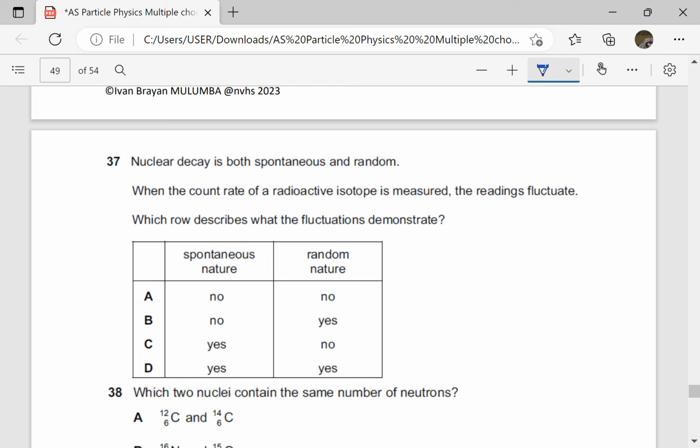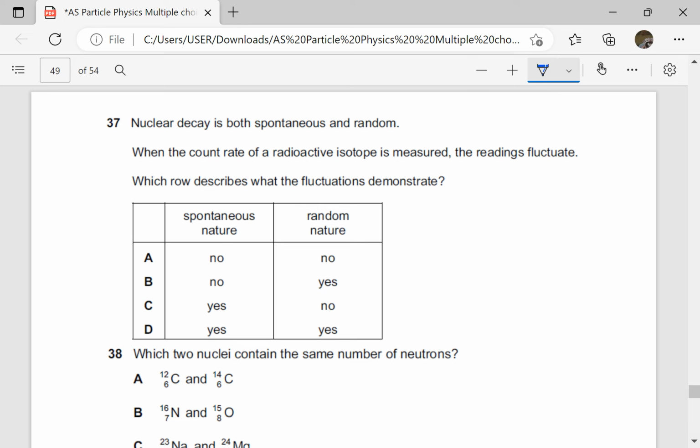Nuclear decay is both spontaneous and random. When the count rate of a radioactive isotope is measured, the readings fluctuate. Which row describes what the fluctuations demonstrate? The fluctuations represent the random nature. That is yes. Do they represent the spontaneous nature? That is no. So the answer is going to be B.